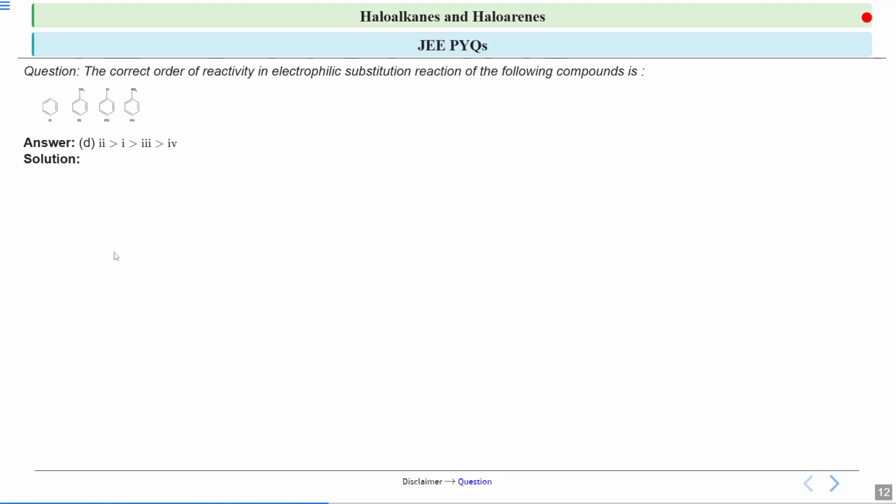So the correct answer for this question is option D. That means the order where the second molecule has the highest reactivity. After it comes the first molecule, then the third, and then the fourth molecule.